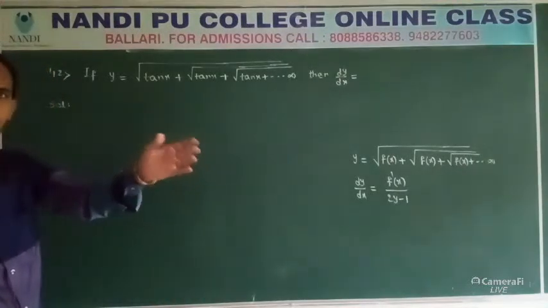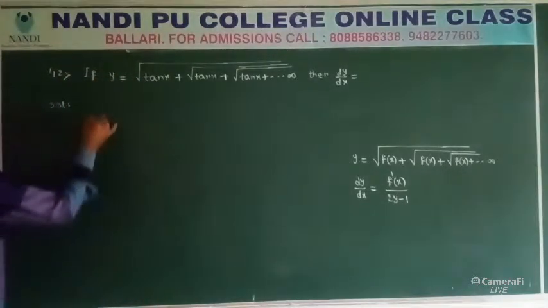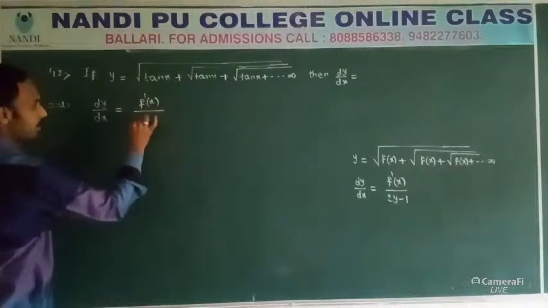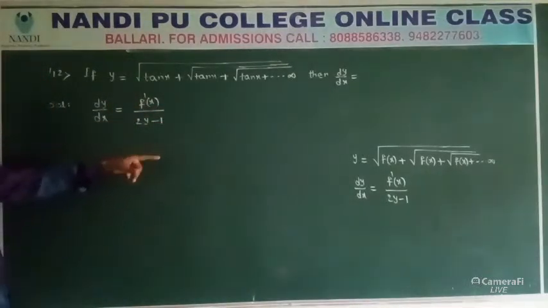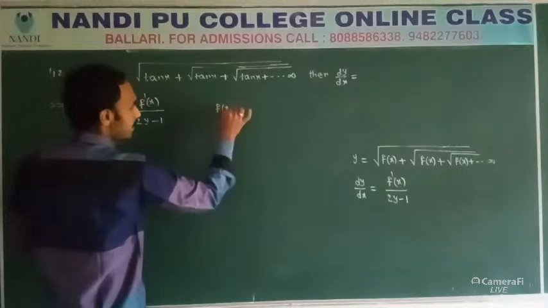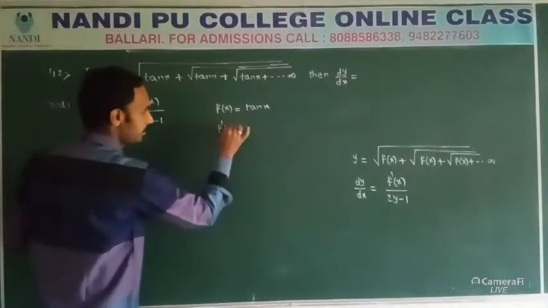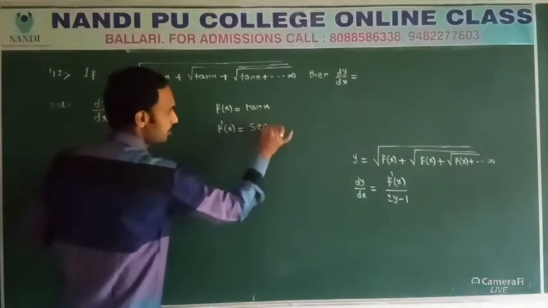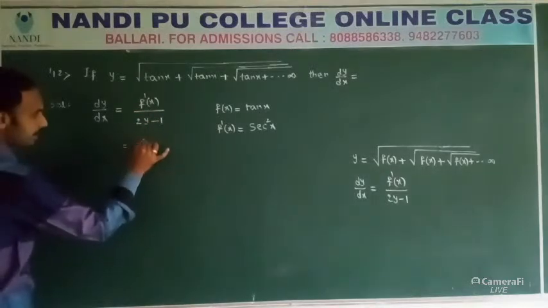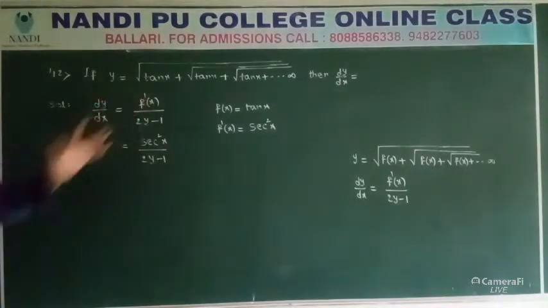So we can use the PUC method. Yesterday in the last problem we did two methods, so I am using the shortcut method now. The formula is dy by dx is equal to f dash x by 2y minus 1. Here f of x is tan x. Differentiating f of x, d by dx of tan x is secant square x. Substituting, f dash x is secant square x divided by 2y minus 1. So that is dy by dx.